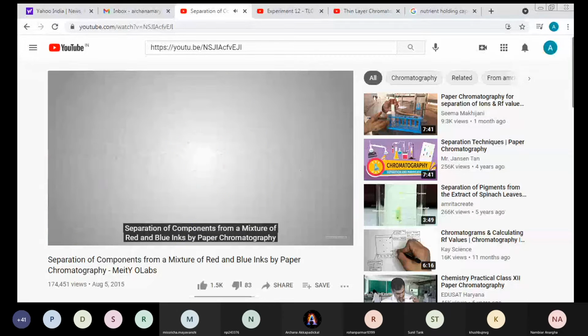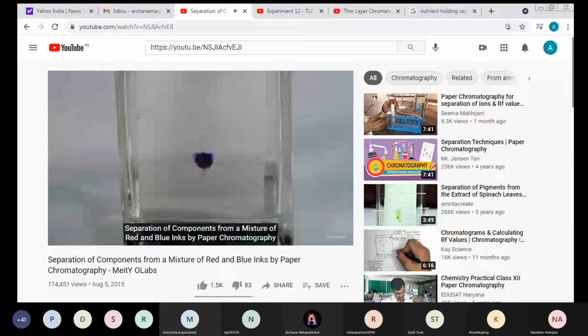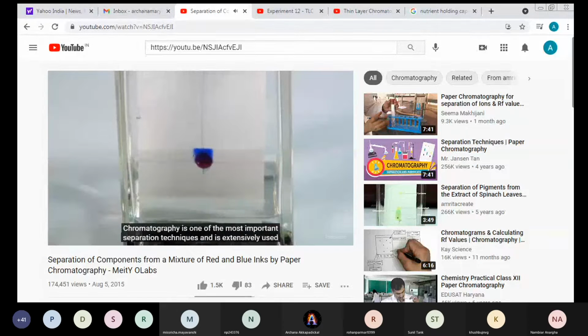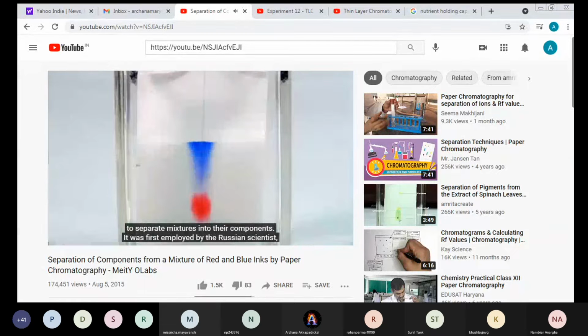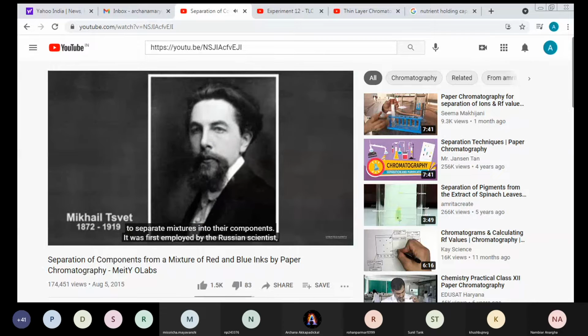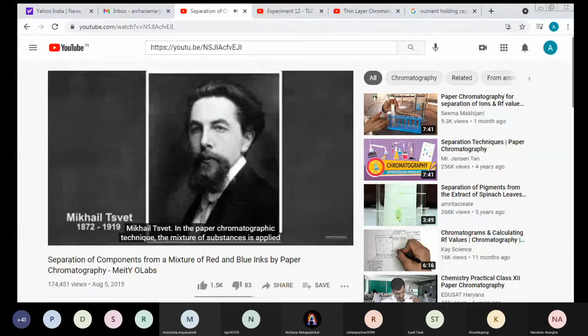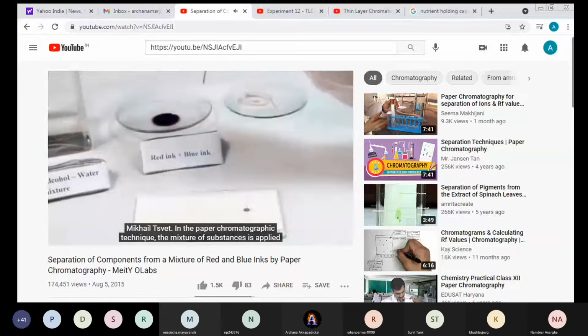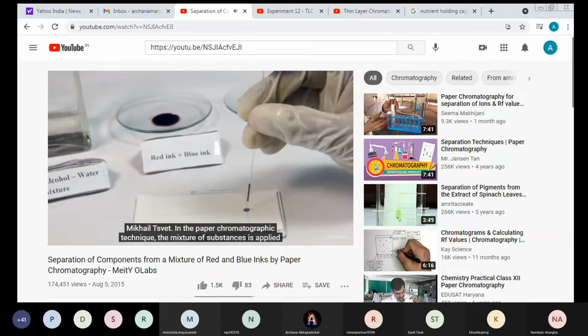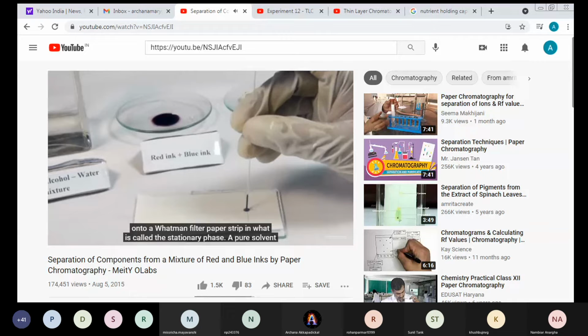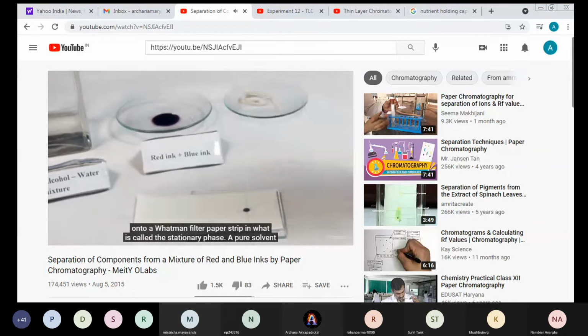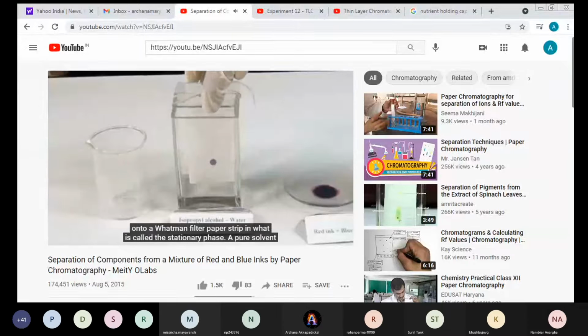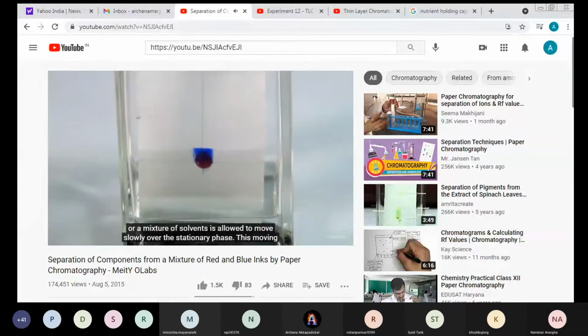Chromatography is one of the most important separation techniques and is extensively used to separate mixtures and their components. It was first employed by the Russian scientist Mikhail Svet. In the paper chromatographic technique, the mixture of substances is applied onto a Whatman filter paper strip in what is called the stationary phase. A pure solvent or a mixture of solvents is allowed to move slowly over the stationary phase. This moving phase is called mobile phase.